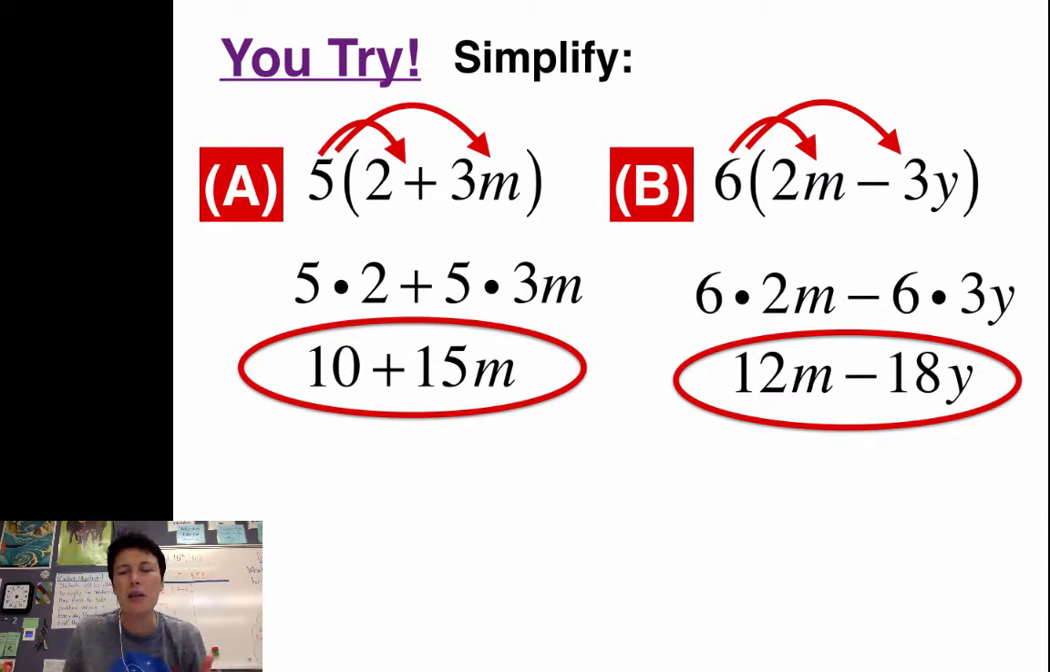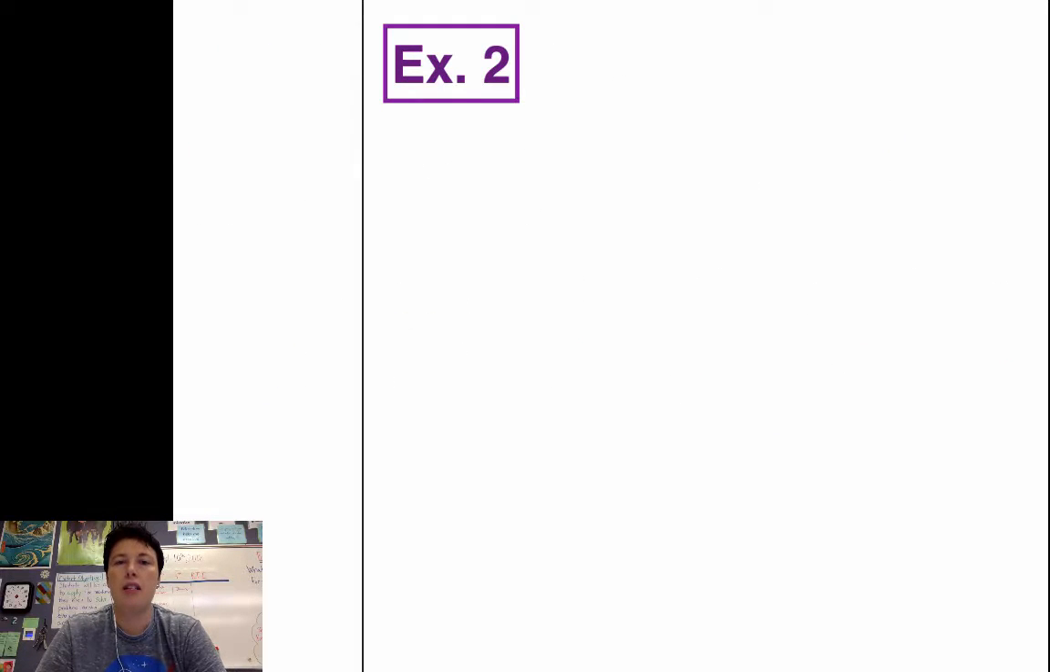How'd you do? Did you make any mistakes anywhere? How did you show your work? Did you draw the arrows and simplify correctly? Kind of look for all those details. Okay, so let's take it to the next level.